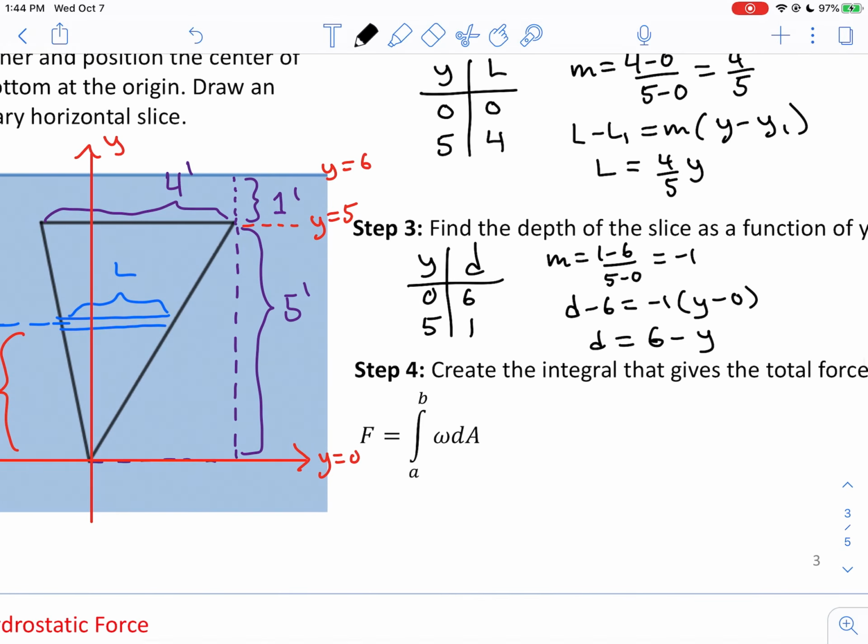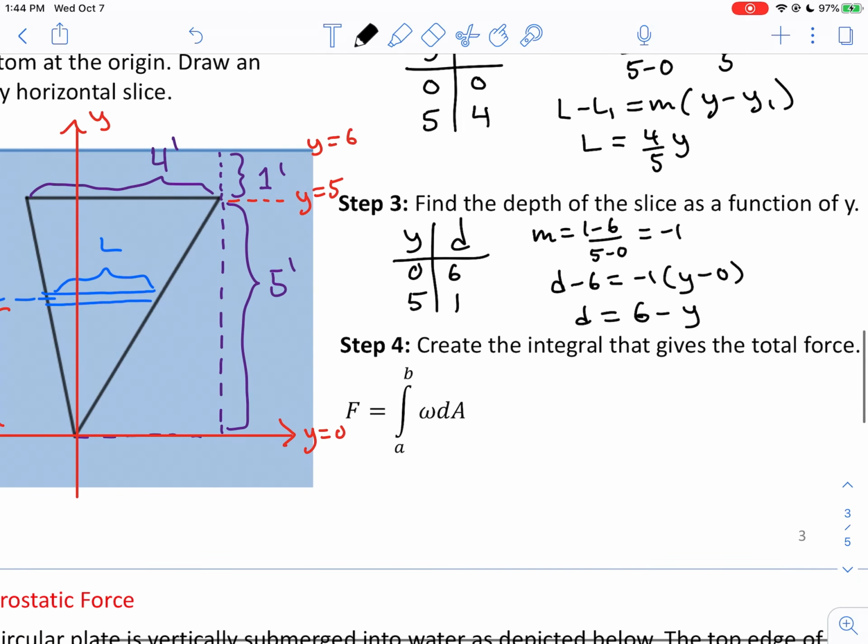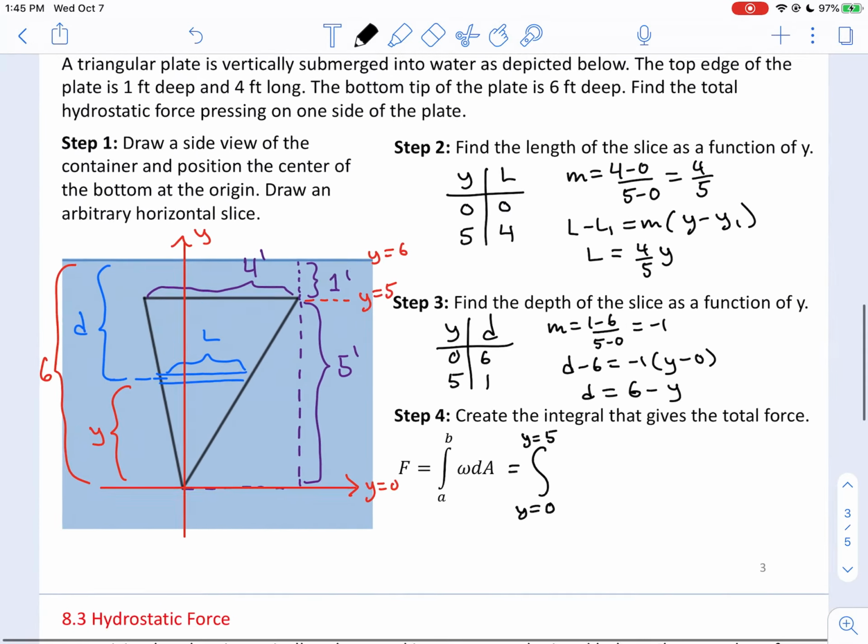Okay, so once we find the depth of the slice as a function of y, we can create the integral that would give us the total force. So this is going to be an integral from 0 to 5. The omega, let's see, what liquid is this?